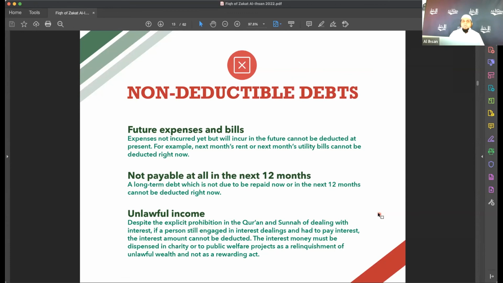And either way, even if, let's say your zakat date is on the 10th of the month and the utility bill is going to come on the 15th, there's the previous month's billing cycle that is applying to you right now. So if you haven't paid that yet, you could deduct that amount from your wealth for that month only, not any future months. And we mentioned whatever is not payable in 12 months, whatever is beyond 12 months, you can't deduct that. And we mentioned any unlawful income that you have, zakat is not due on that, and you can't deduct that either.